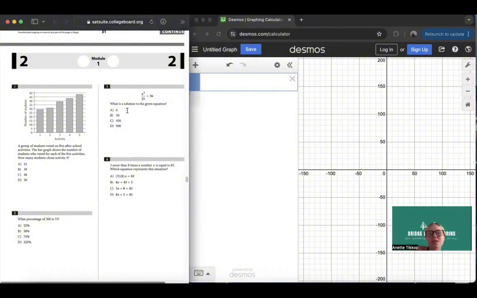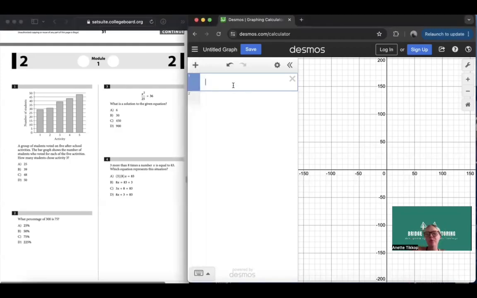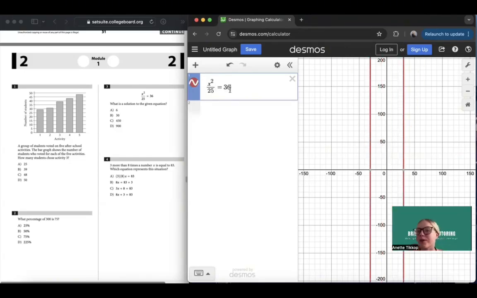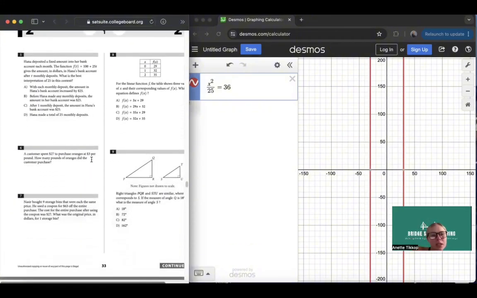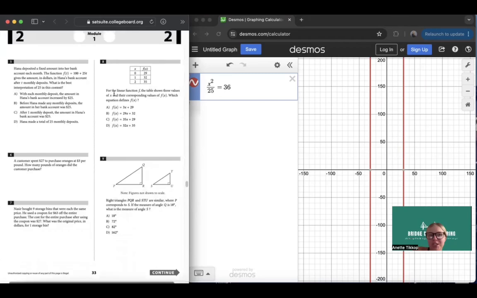So, number 3, what is the solution? Functions. Perfect for Desmos, x squared over 25 is equal to 36. We're looking for the value of x, as you can see here. Solution is looking for the x-intercept, 30. 30 is the answer right there. You can even plug in to check. Let's keep going and look at some other question types.